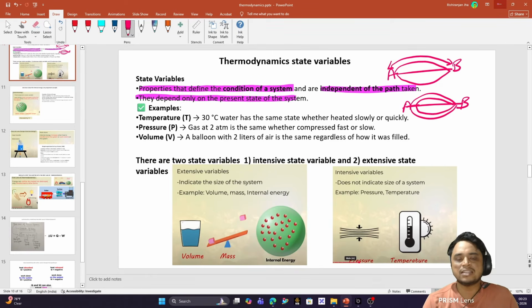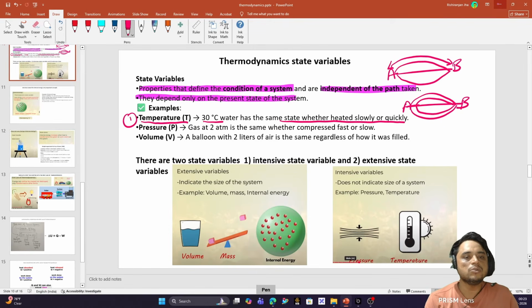Look at this example. In this, water at 30 degrees has the same state whether heated slowly or quickly. So water will be in the same state whether you heat the water slowly or whether you heat the water quickly, right?